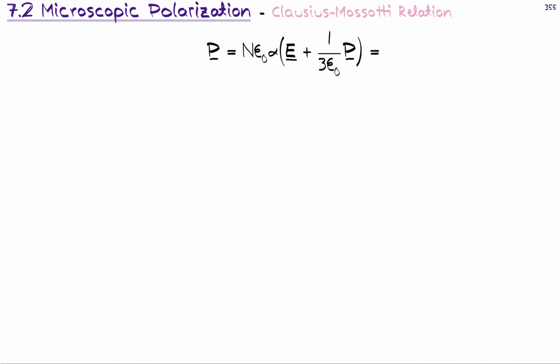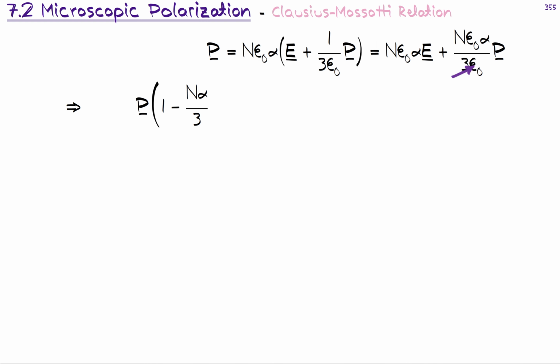We can multiply the N epsilon naught alpha into both of the terms inside the parentheses. So we are left with this term plus a term N epsilon naught times alpha divided by 3 times epsilon naught times P. Of course, the epsilons now vanish from the latter term, so that on the left-hand side we can have a term where we have the source polarization times 1 minus N times alpha divided by 3. So please note the vacuum permittivities have disappeared from here. And then on the right-hand side, we have the first term, N times epsilon naught times alpha times E. So essentially this term now on this side.